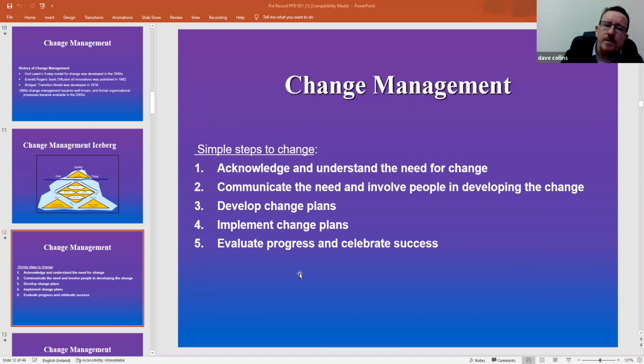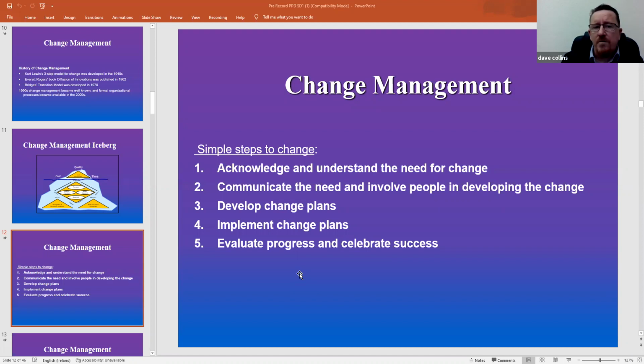So, simple steps to change. We have 5 of them here. 1, acknowledge and understand the need for change. 2, communicate the need and involve people in developing the change. 3, develop the change plans. 4, implement the change plans. 5, evaluate progress and celebrate success.